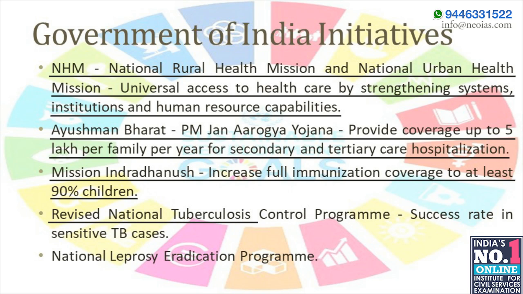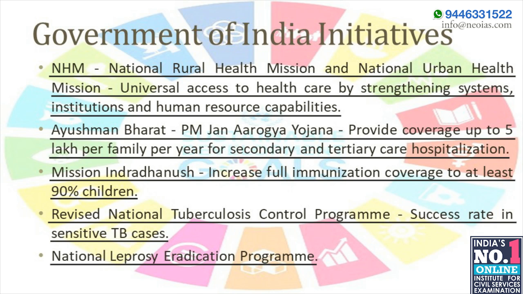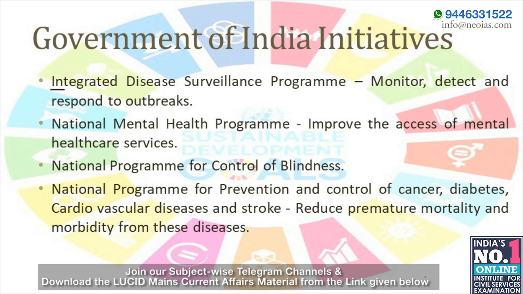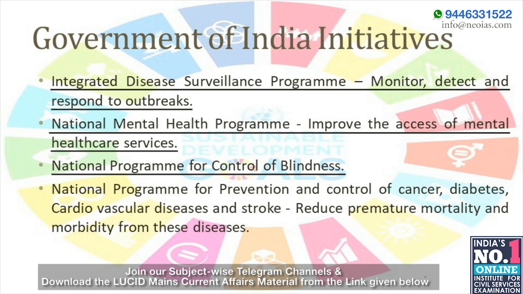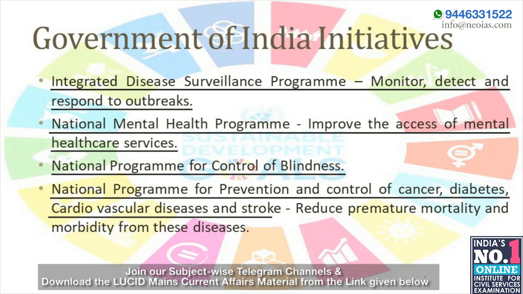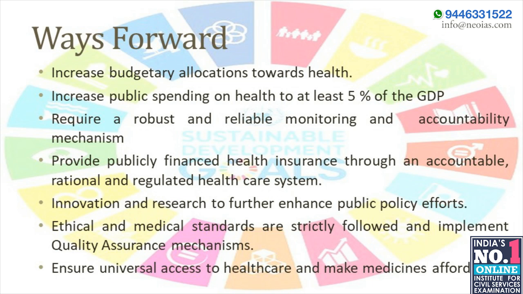Revised National Tuberculosis Control Program aims to improve the success rate of treatment among sensitive TB cases. National Leprosy Eradication Program aims to reduce leprosy cases. Integrated Disease Surveillance Program aims to monitor disease trends and to detect and respond to outbreaks in the early rising phase. National Mental Health Program aims to improve the access of mental health care services. National Program for Control of Blindness aims to reduce the cases of blindness. Also, National Program for Prevention and Control of Cancer, Diabetes, Cardiovascular Diseases and Stroke aims to reduce premature mortality and morbidity from these diseases. So, how is India going to achieve the target?